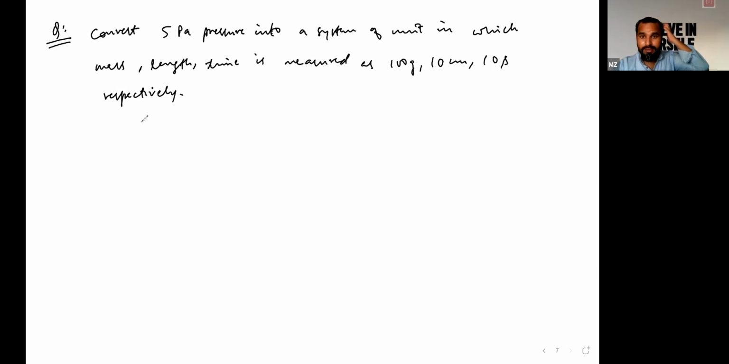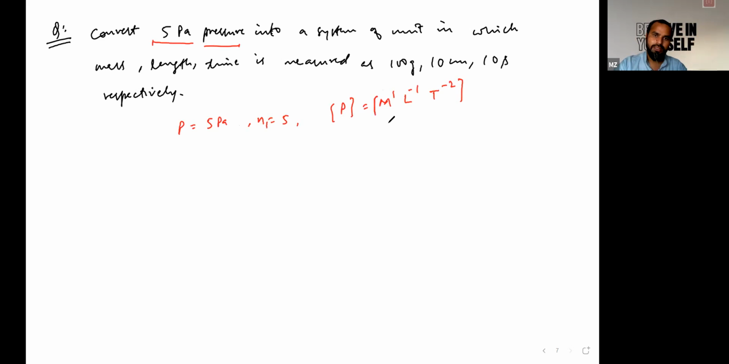In this question, there is some twist. We have given 5 Pascal pressure. So P is equal to 5 Pascal. So N1 would be 5 and pressure whose dimension formula is M to the power 1, L to the power -1 and T raised to the power -2. So X would be 1, Y would be -1 and Z would be -2. You have to make a table for conversion of one system to another. Just see this.